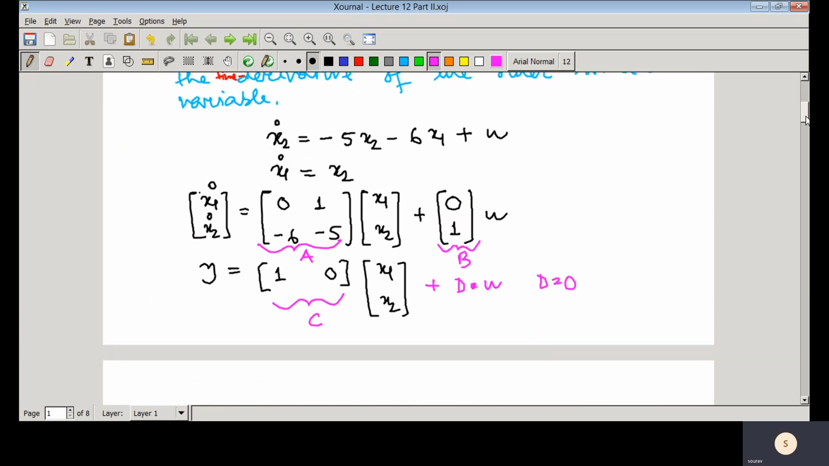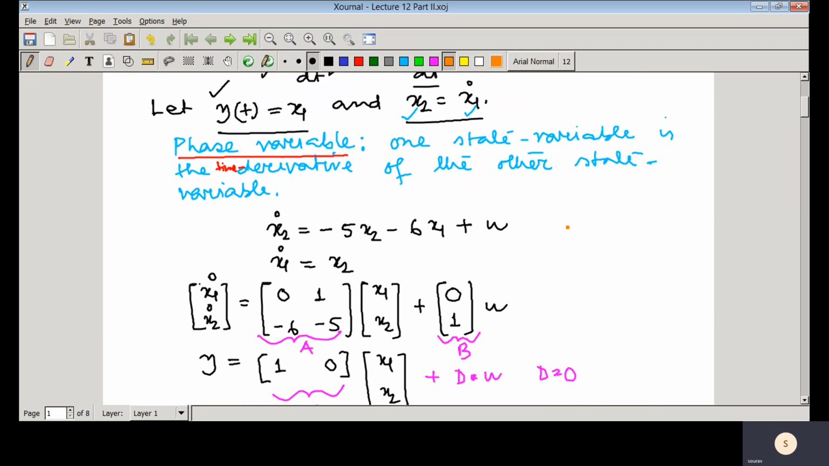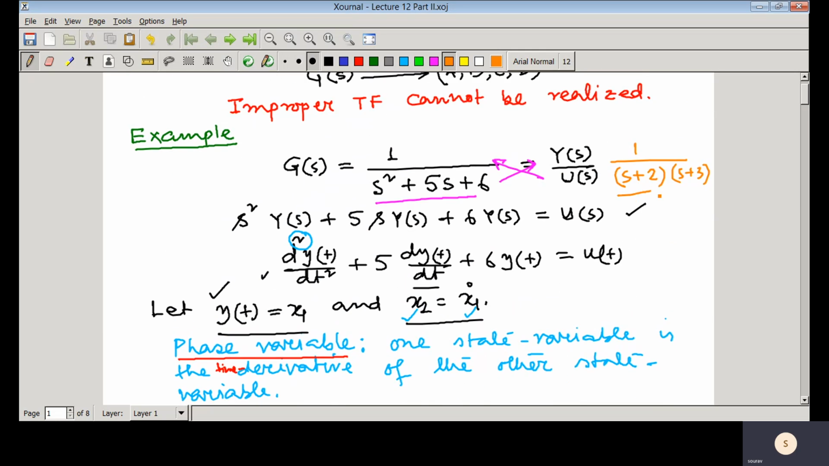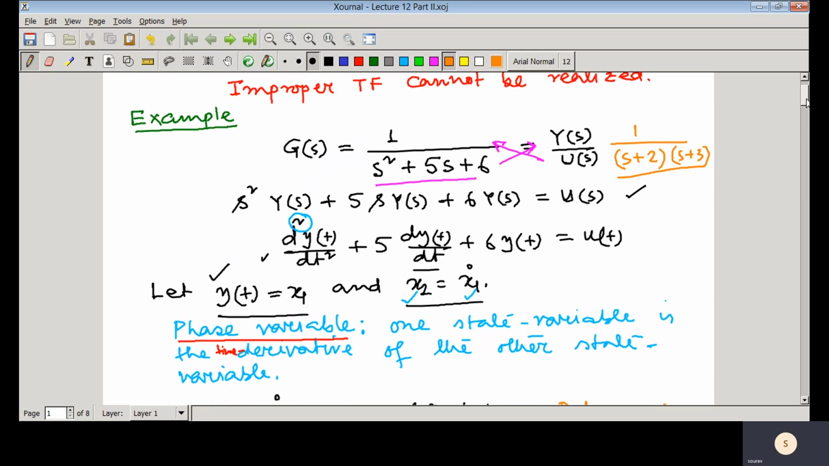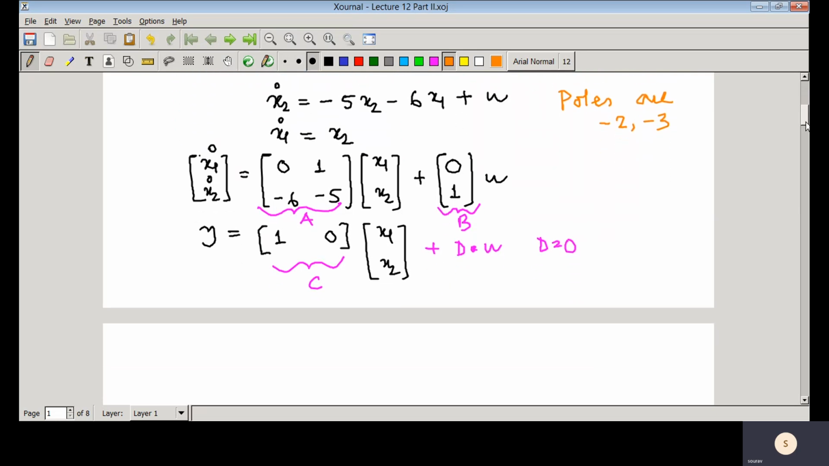Here, if you look at the transfer function, what are the poles? If you just factorize this, you can write it as (s plus 2)(s plus 3). So the poles of the system are minus 2 and minus 3. Interestingly, if you find the eigenvalues of this A matrix, what will you get?